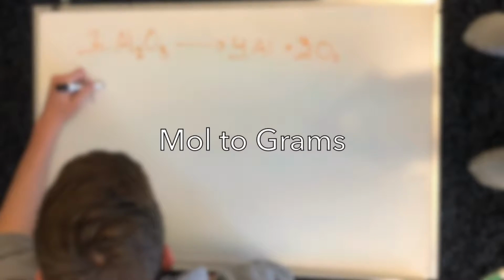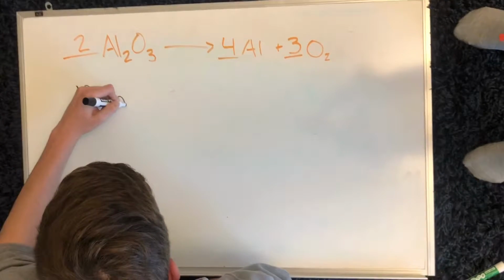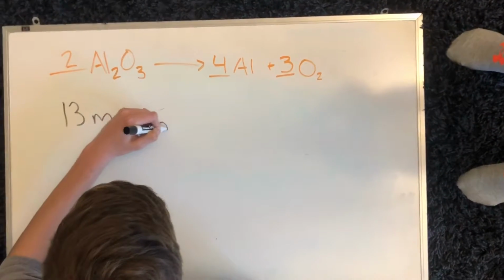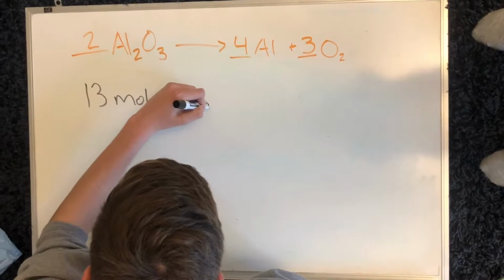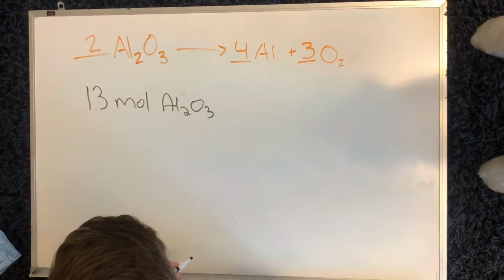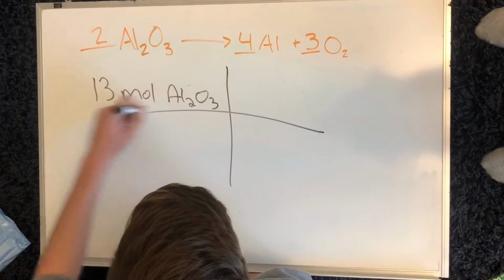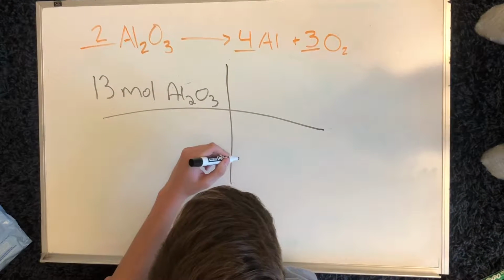The problems get way more complicated than that. There are also multi-mass equations that require an extra step. Take the same balanced equation from the previous example. We saw how we got 2Al2O3 yields 4Al plus 3O2. But now the problem asks, how many grams of oxygen can be produced from 13 moles of Al2O3?